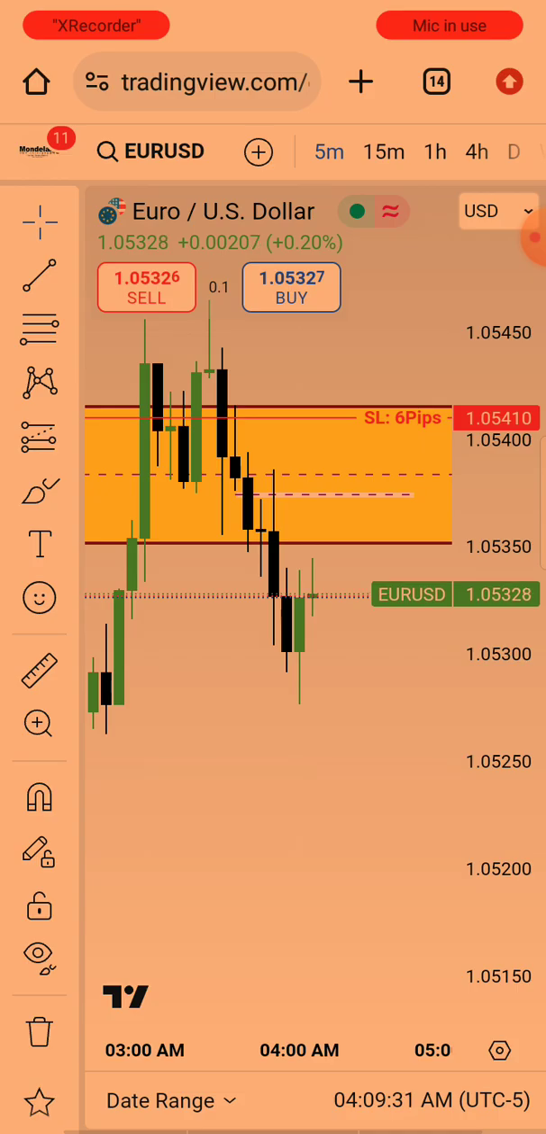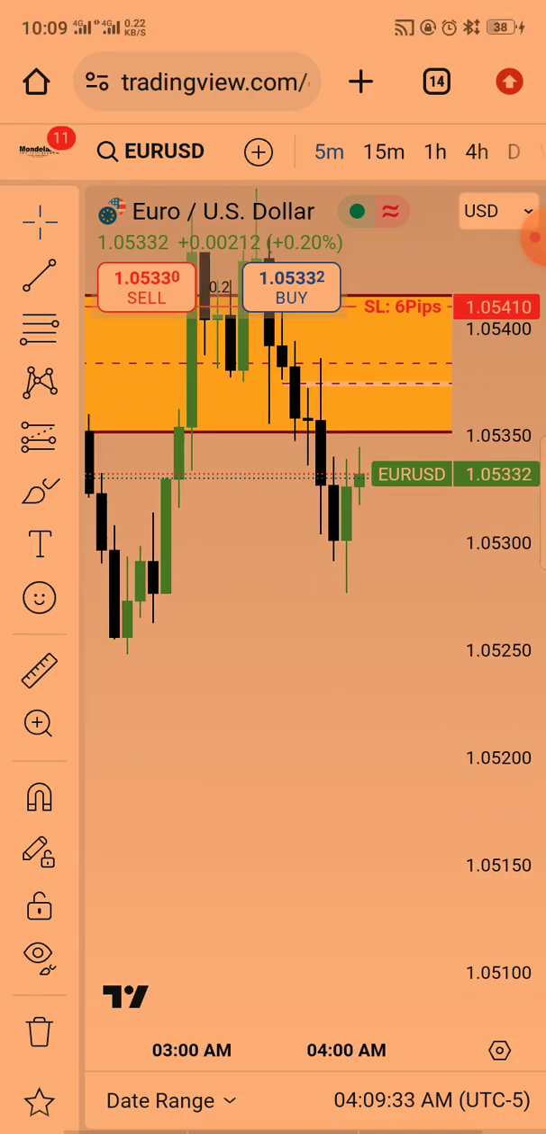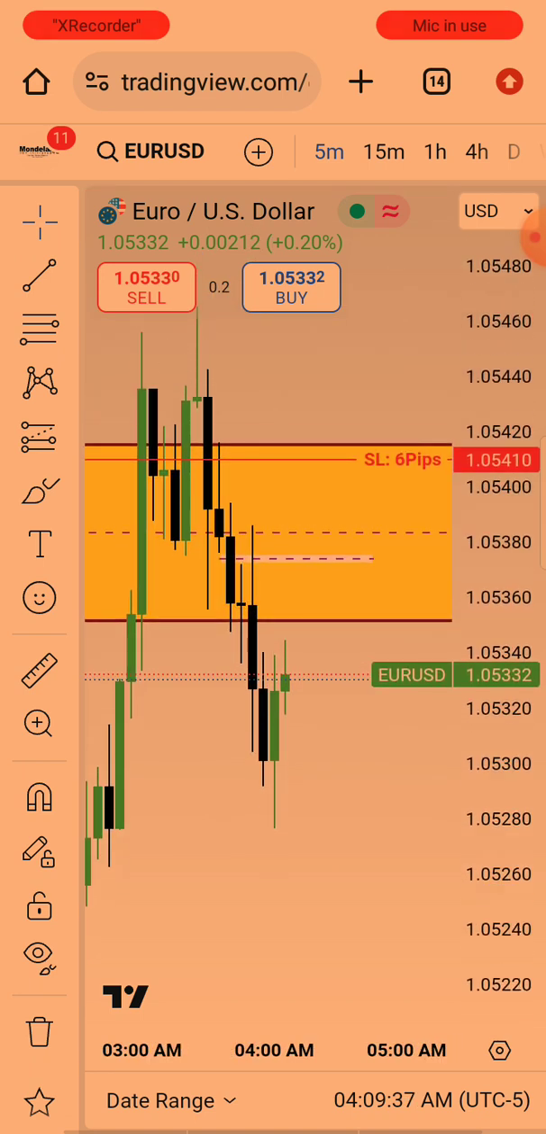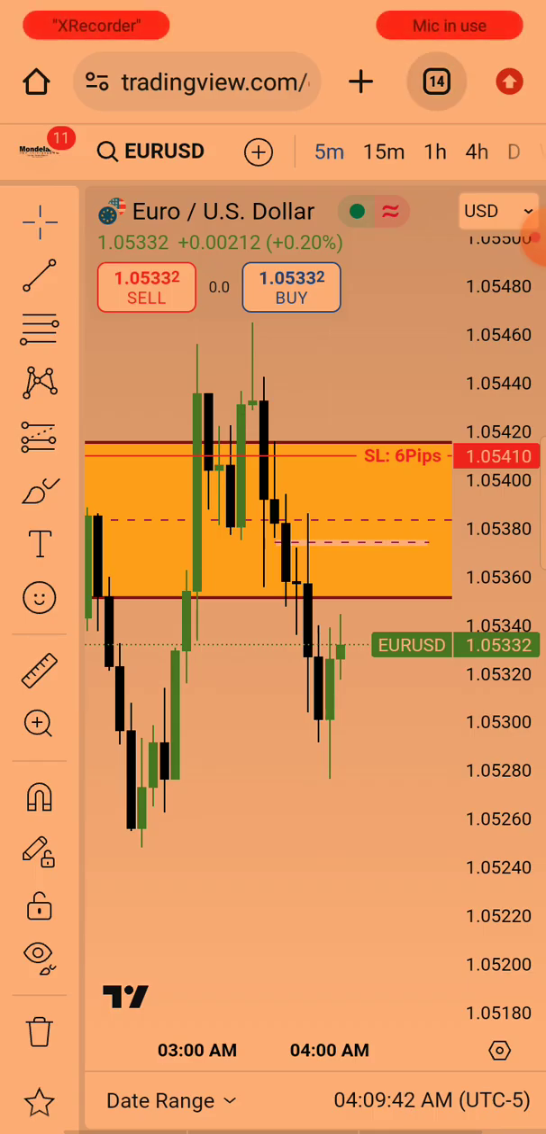So I'm still on the trade. I'm still on the trade. You will see what it's doing right now. Let me check DXY, because if DXY is running up, then my chart should be running down.